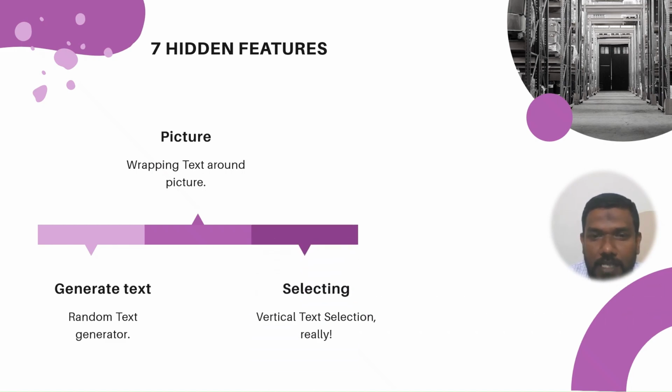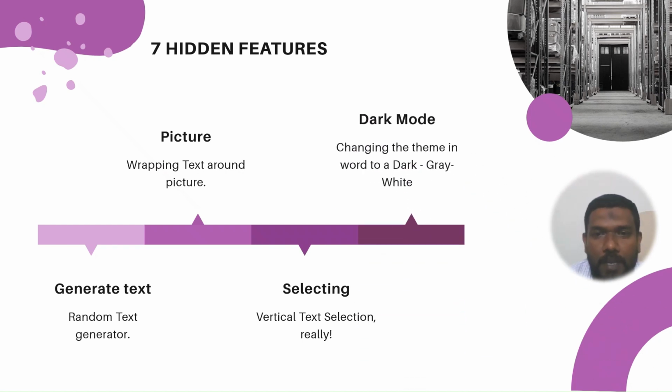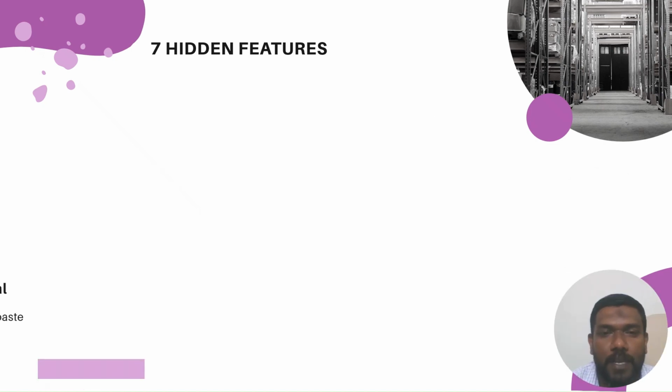The next one is selecting. I'm sure all of us have selected text. However, in this feature, I'm going to be showing you how you can select vertical text. And then of course switching the different modes, like let's say you're working at night and you want to switch to a dark mode or a gray mode. That's something that we will see in the mode section or the theme section.